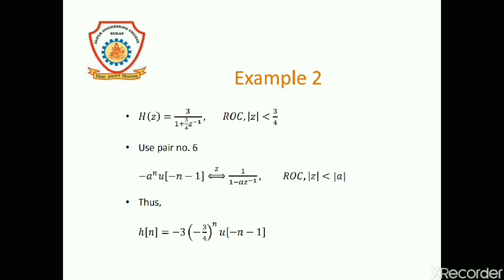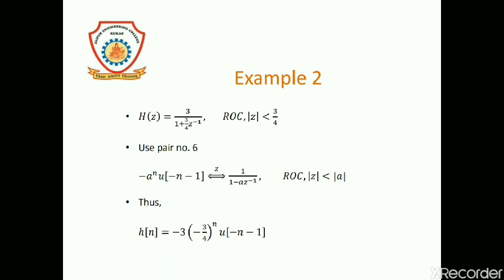We can take another example, where H(z) equals 3 upon 1 plus 3 by 4 Z inverse, and the ROC for this signal is mod of Z less than 3 by 4. Here we can see that the ROC is mod of Z less than 3 by 4. It means the system is anti-causal, and for such a system the ROC will be inside the radius 3 by 4.